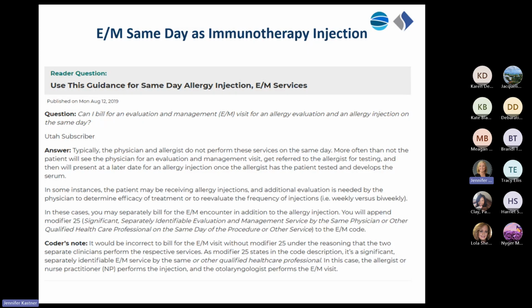In summary, documentation is going to be the key. The E&M service must be medically necessary, and the documentation must reflect that the condition is being, what they call the acronym MEET: monitored, evaluated, assessed, and treated. When these requirements are met, then billing a separate E&M visit would be appropriate.